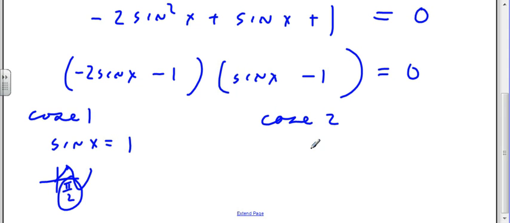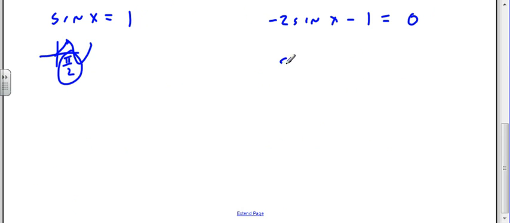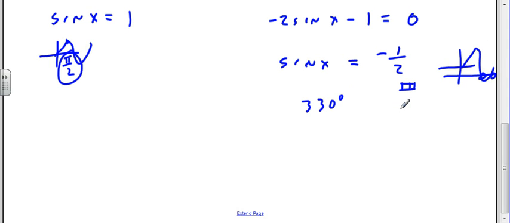Case 2, minus 2 sine x minus 1 is equal to 0. All right, so sine x is equal to minus 1/2. The arc sine of minus 1/2 is going to give us a 4th quadrant answer and a 3rd quadrant answer, because the sine function does this, so I need 2 different answers. So now I'm looking for the 3rd quadrant answer, 210. We can't use those because we have to keep them in pi's.